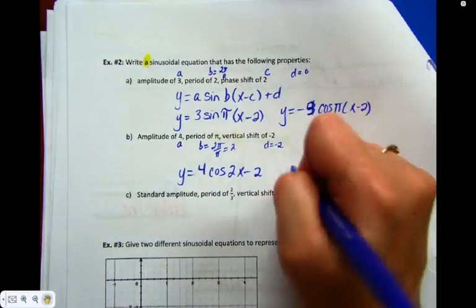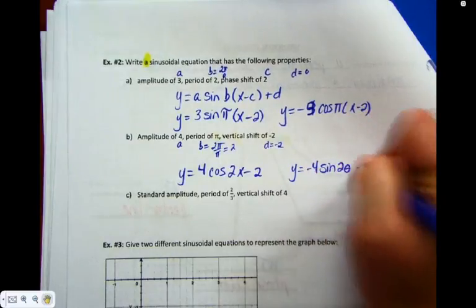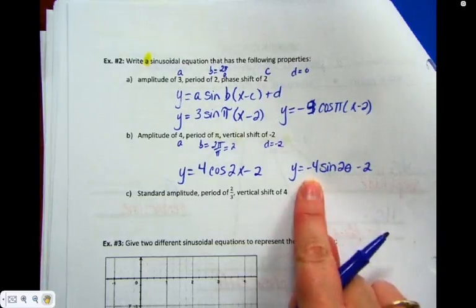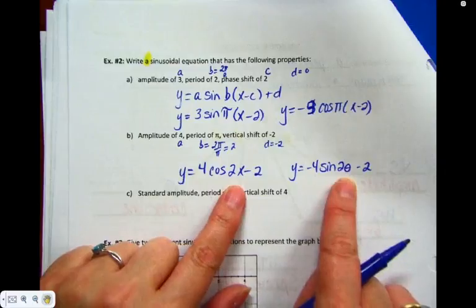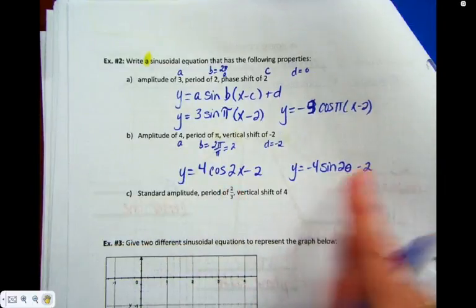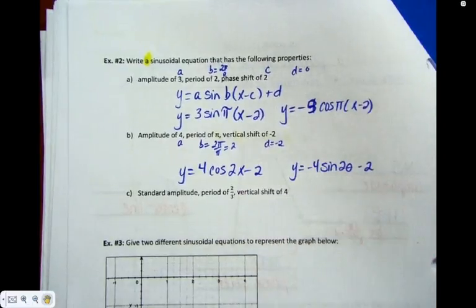Here's another possibility. Does it matter if I put the negative? No, that's got nothing to do with the distance. That's just a vertical reflection. Can I put sine instead of cos? Absolutely. What did I do here? Can I move a variable? Sure. I can put x, I can put theta, I can put whatever I want. I still have an amplitude of 4, I have a period of pi, and I have a vertical shift of negative 2.